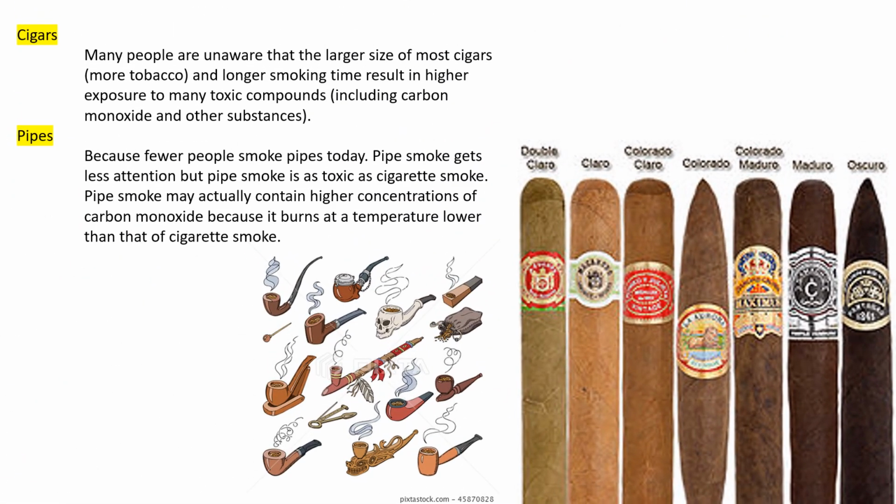Cigars. Many people are unaware that the larger size of most cigars and longer smoking time results in higher exposure to many toxic compounds. Pipes. Because few people smoke pipes today, pipe smoke gets less attention, but pipe smoke is as toxic as cigarette smoke. Pipe smoke actually contains higher concentrations of carbon monoxide because it burns at a temperature lower than that of cigarette smoke.